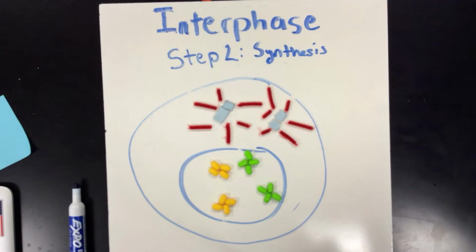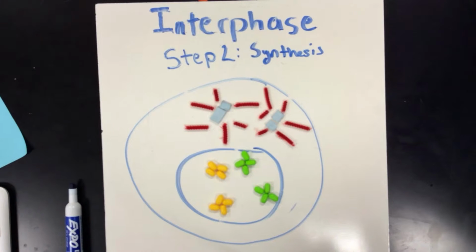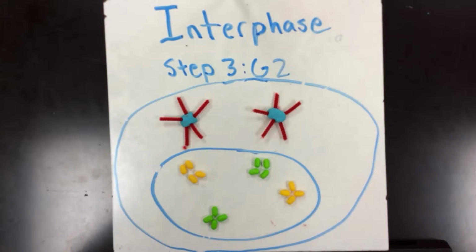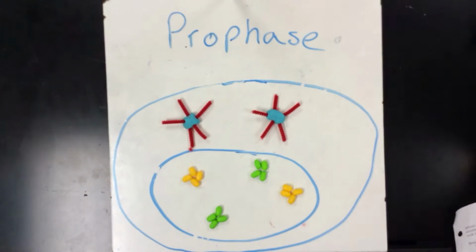The next step is synthesis. In this step, DNA replication occurs, and the chromosomes are duplicated for future duplicated cells. Finally, the cell goes through a second gap period in which the cell continues to grow and moves towards mitosis.